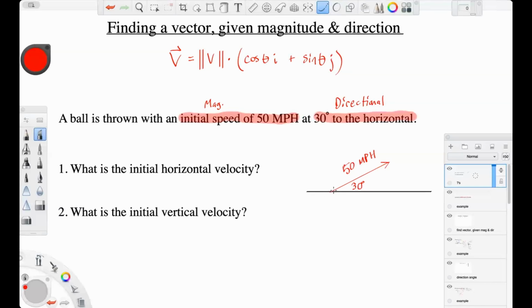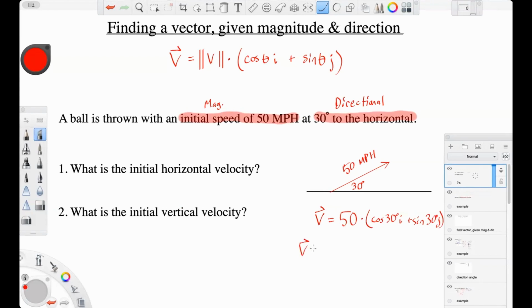So we can write the vector. We can say that vector v can be represented by the magnitude, so 50 miles per hour, multiplied by the directional information, right? So we know that horizontal values can be analyzed by finding the cosine of, in this case, 30 degrees for i, and by the sine of 30 degrees for j. Right, so then we'll just do this math.